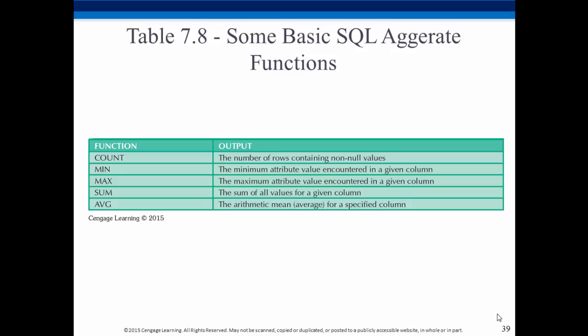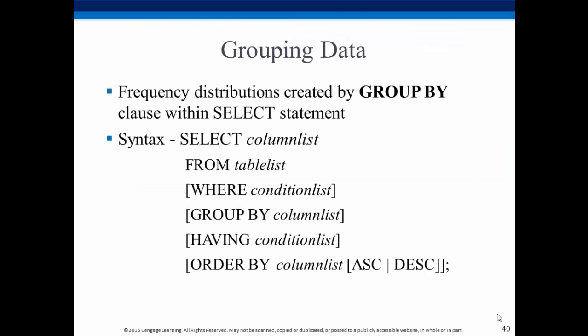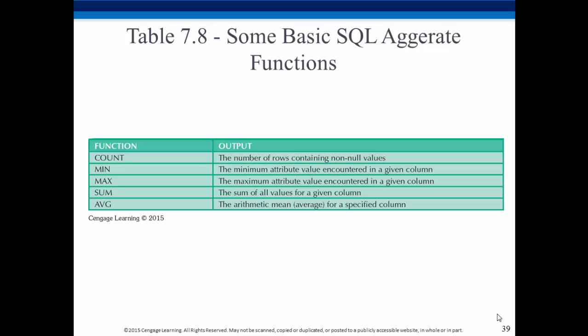Alright, and then we have the count, min, max, sum, and average functions. Your aggregate functions. Alright, count is used to tally the number of non-null values of an attribute, and it can be used in conjunction with distinct.